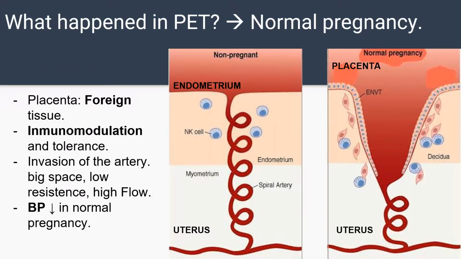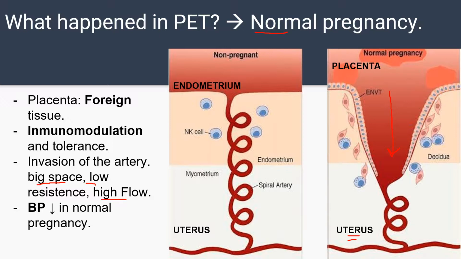So what happens in preeclampsia? Like the pathophysiology, to understand this, we first need to understand what happens in a normal pregnancy. The placenta, as we know, is a foreign tissue. So for the mother's body, an immunomodulation and tolerance needs to happen that allows the placenta to go inside the uterine wall and invade all the uterine arteries. With that invasion, when the mother's immune system allows it, it creates a big space with low resistance and high flow.